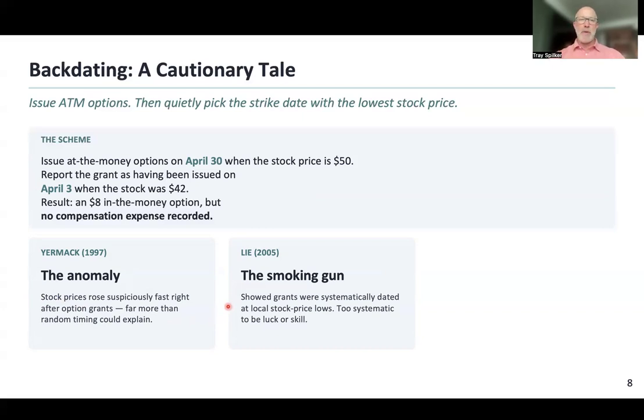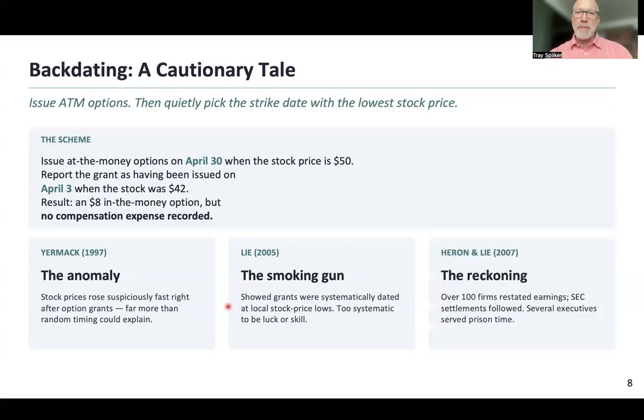So, like in that example, April 3rd. And it was done so systematically that he showed statistically that it couldn't have just been happening by chance. And then in a follow-on paper, he and Heron showed that over 100 firms had to restate earnings as a result of this backdating scandal. The SEC obviously pressed charges against many of these firms, getting a lot of settlements out of it, with several executives serving prison time for the backdating scandals.